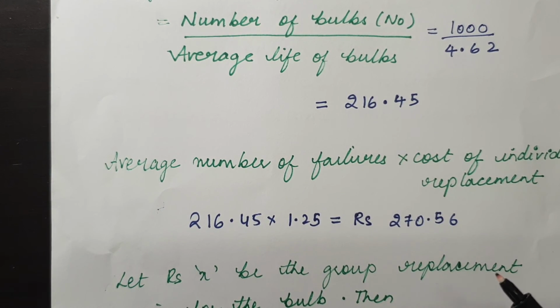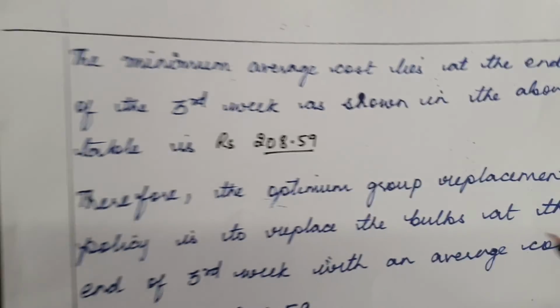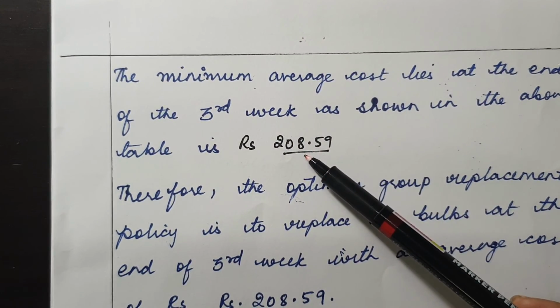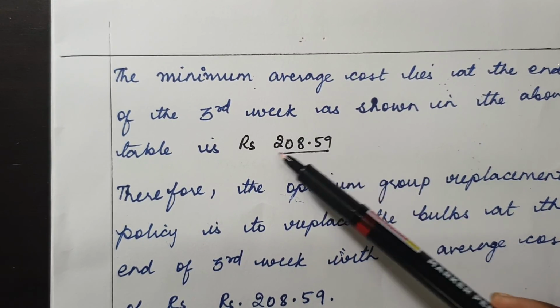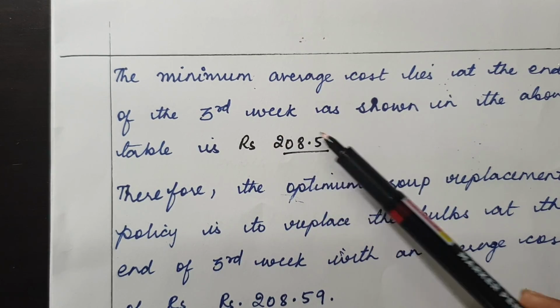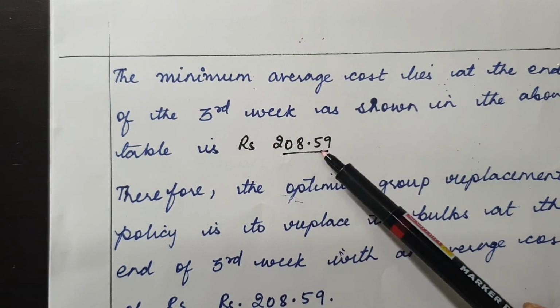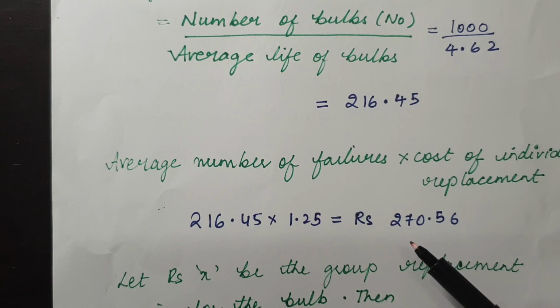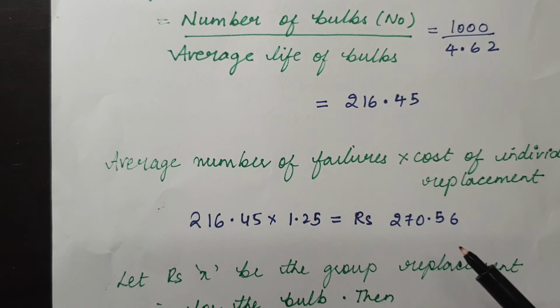So like this you are getting. Which one is the best method? Go for the group replacement, because in group replacement the cost of replacement is less compared to the individual. The cost of replacement in group replacement is 208.59. If you go for the individual, it is 270.56.